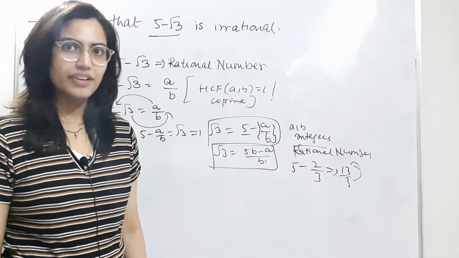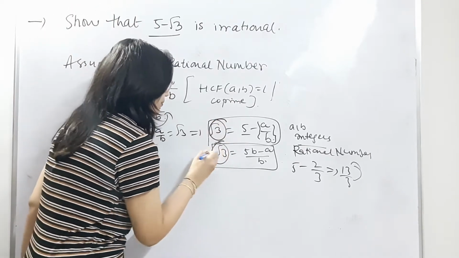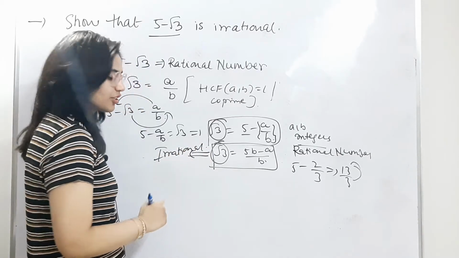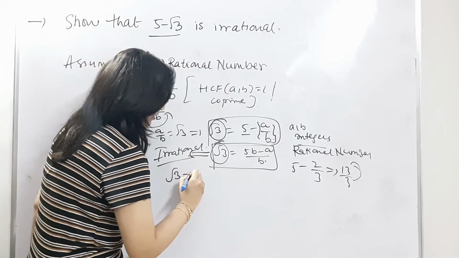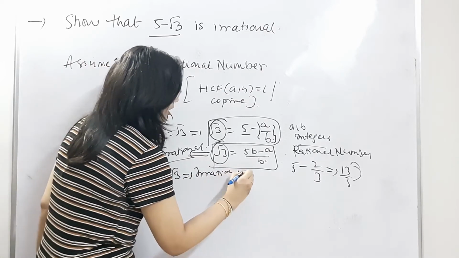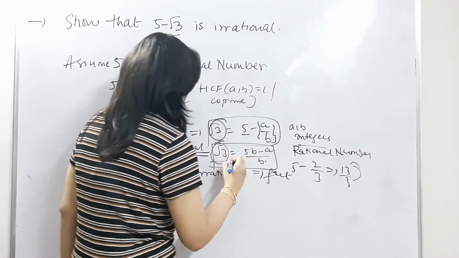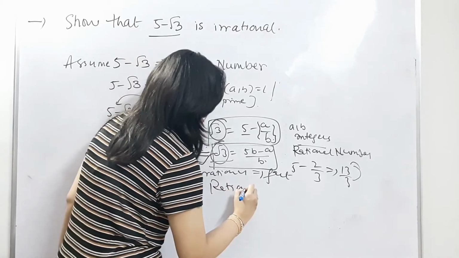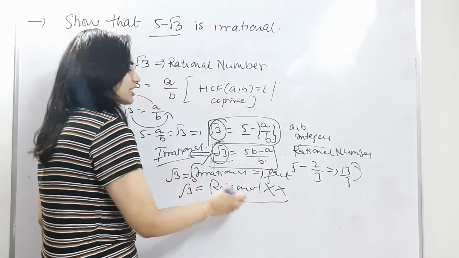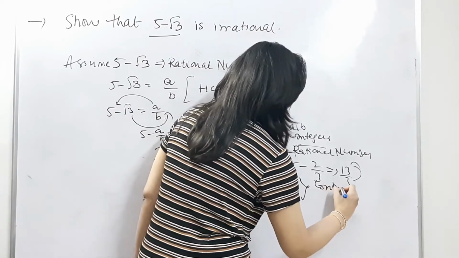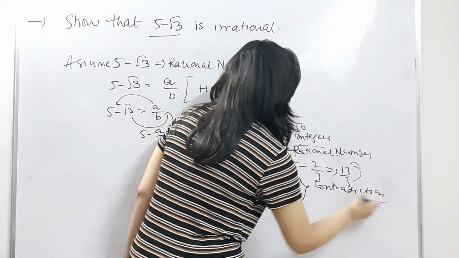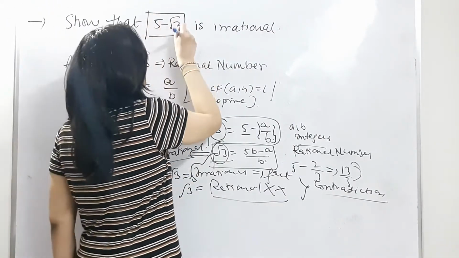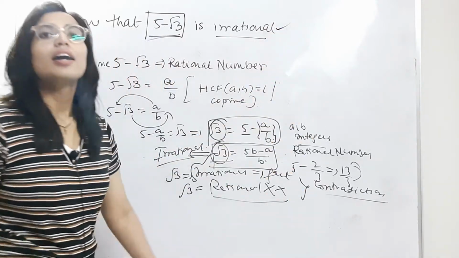Right. But we know for a fact that root 3 is an irrational number, which we just proved. But here, the result for root 3 we are getting as a rational number, which is wrong. This is the contradiction. Hence, by this contradiction, we can conclude that 5 minus root 3 is an irrational number.